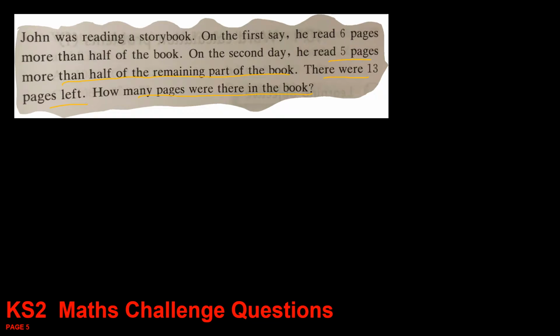First, let us make some assumptions. The main thing is they haven't given us the total number of pages in the book. That's what the question is. They're asking us how many pages there are. So we will assume that n equals the total number of pages. If n is the total number of pages, then half of n will be half the number of pages in the book.